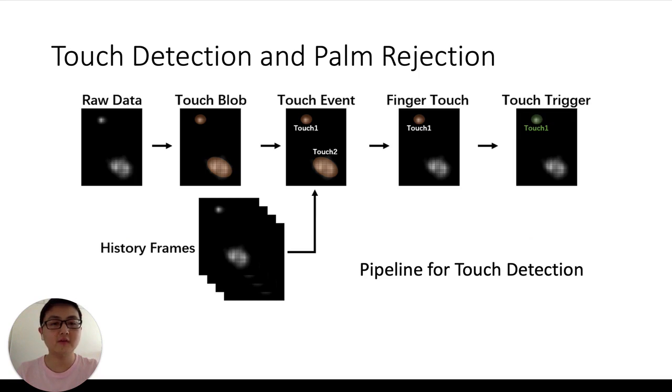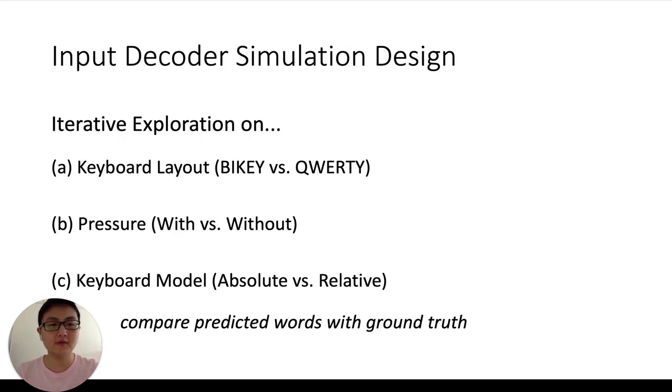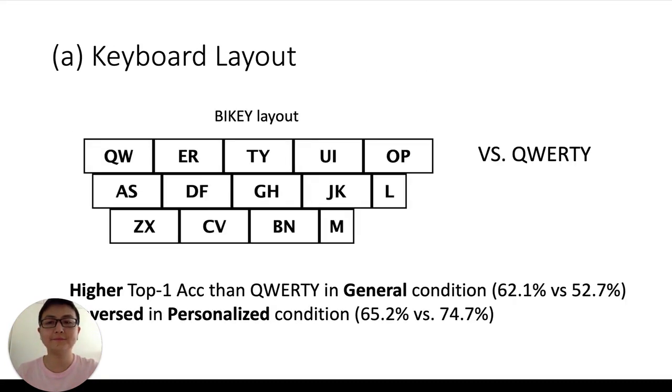For each image, we detect touch blobs according to the size and level of the pressure, and then construct touch events based on continuous frames. Palm touches were ruled out according to the average T, ST, and Premax T of the touch event. Then we performed 3 simulations to improve the classical input decoder iteratively. Specifically, we test different keyboard layout, keyboard model, and the significance of pressure data.